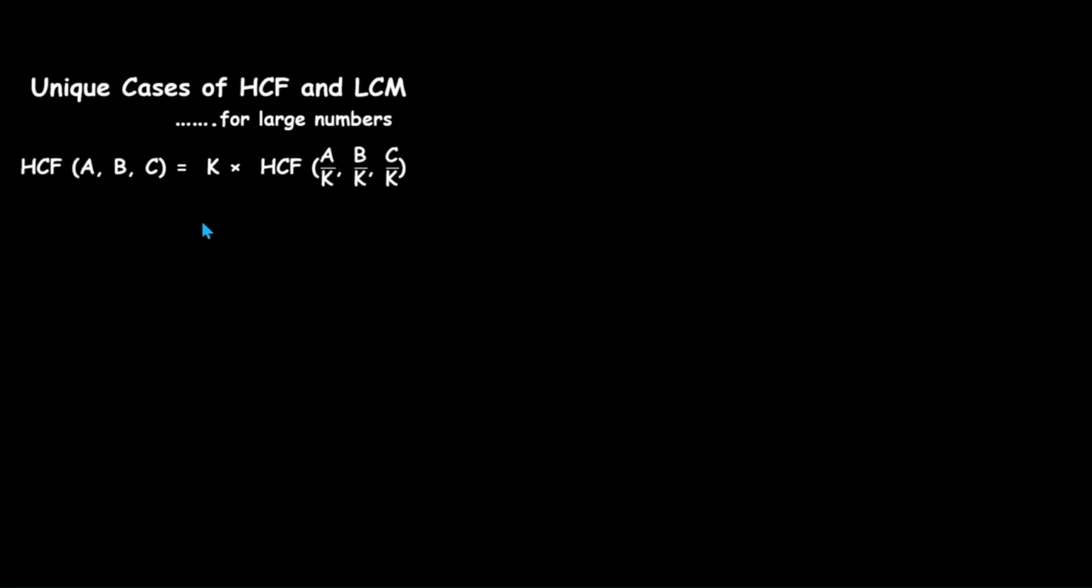This method works if the numbers involved have something in common among them. Let's pick 3 numbers A, B, C, and let's say K is a common factor among them. And if we pull K out as a common factor, then the numbers A, B, C would be reduced to A by K, B by K, and C by K, which are relatively smaller numbers than the actual numbers A, B, C. And calculating the HCF or LCM of the smaller numbers would be relatively easy. Let's take a few examples and see.